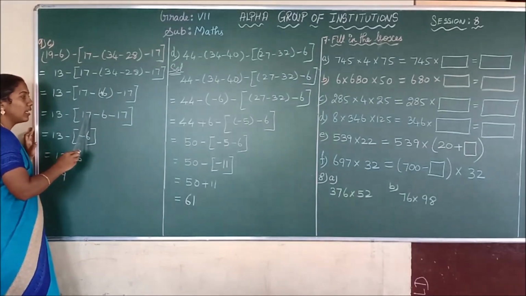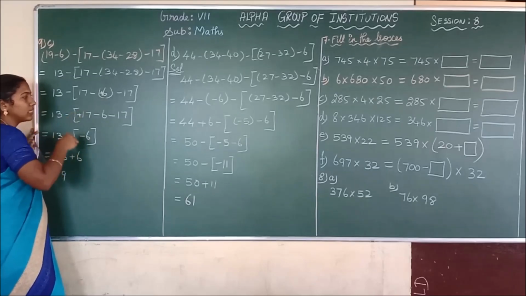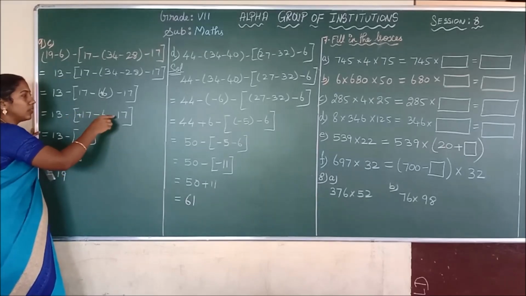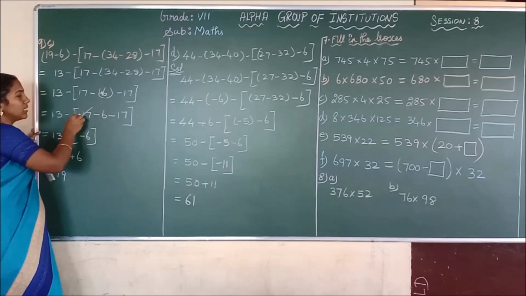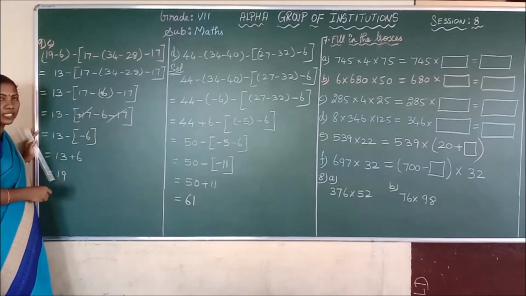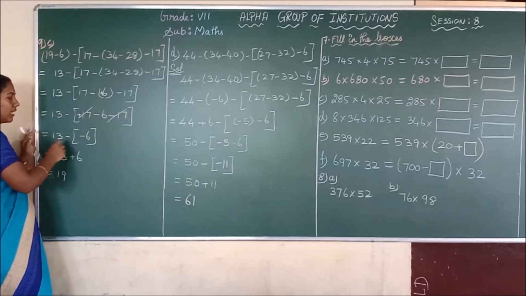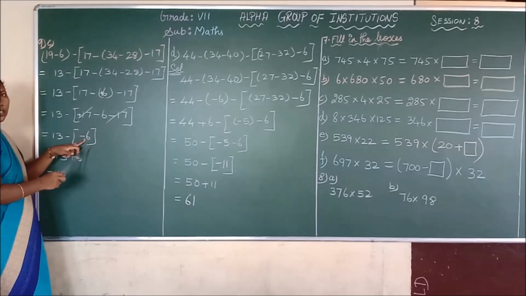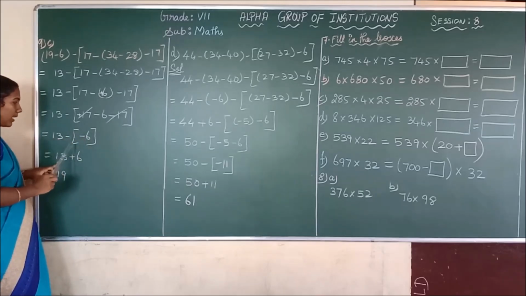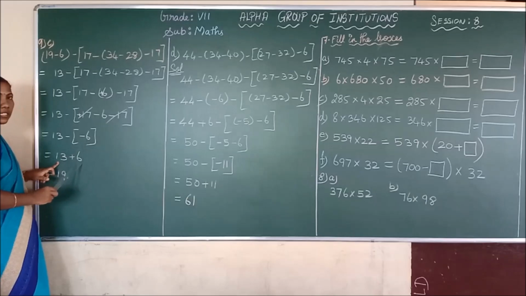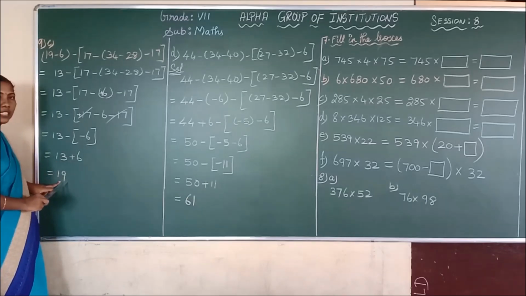That is 17. Here the 17 have plus symbol. Here the 17 have minus symbol. So this plus 17 and minus 17 are cancelled. So we get 13 minus 16. This page 13 minus of minus plus 6. That is 13 plus 6. You get the answer 19.